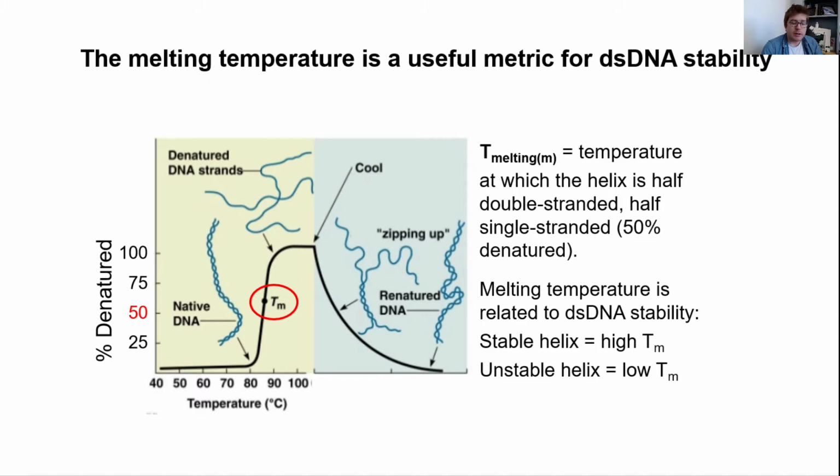And the melting temperature itself is related to the DNA stability. So if you have a very high TM, that means the molecule needs to be raised to a very high temperature in order to break it apart. And so you would think of those as really stable helices. Whereas if you have a very low TM, that means that it doesn't take very much thermal energy to cause the strands to fall apart, and those are going to be unstable helices.